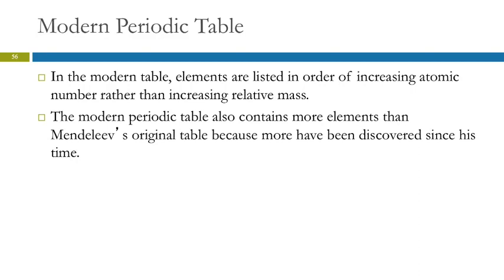52 and 53, tellurium and iodine. So tellurium has 52 protons, it has a mass of 127.6. Iodine has 53 protons, but a mass of 126.9. So iodine atoms on average weigh less than tellurium, and yet they're above in the periodic table because the true ordering principle is atomic number.